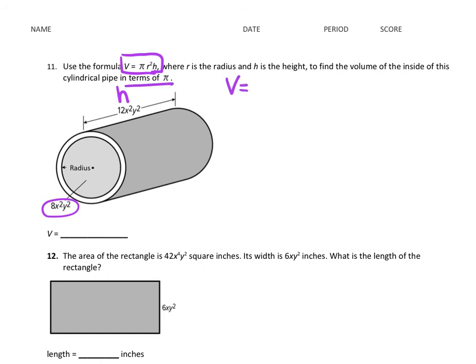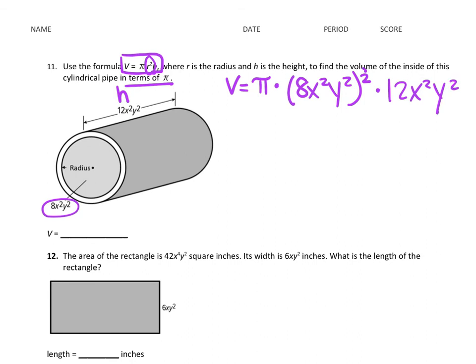And then since it said in terms of pi, it means I'm just going to keep pi kind of like a variable here. I'm not going to really do anything to it. All right, I'm going to plug in the radius, which is 8x squared y squared. And it says radius squared, so I have to put this power of a power outside of there. And then times the height.